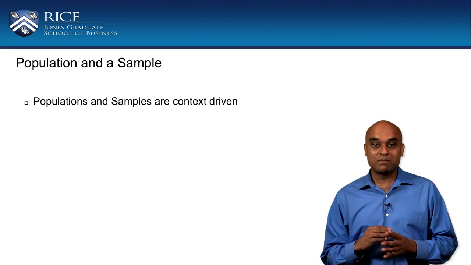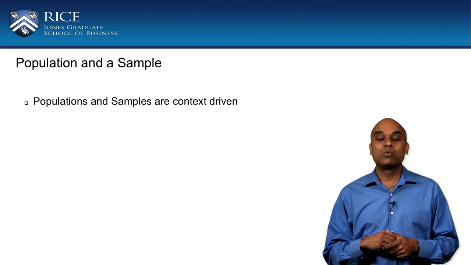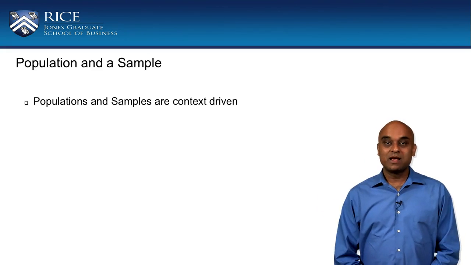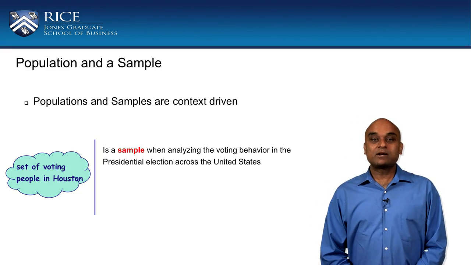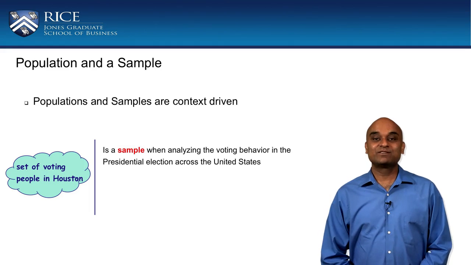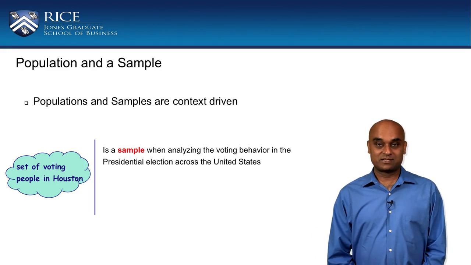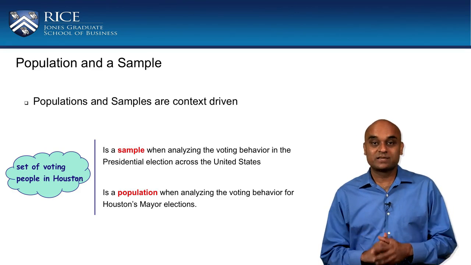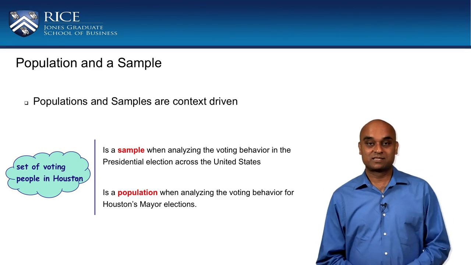An important thing to keep in mind is that what is a population and what is a sample are very context driven questions. Something which is a sample in one situation may be a population in some other situation. For example, the set of voting people in Houston can be considered a sample when analyzing the voting behavior in the presidential election across the United States. The same set of voting people in Houston would be a population when analyzing voting behavior for Houston's mayor elections.